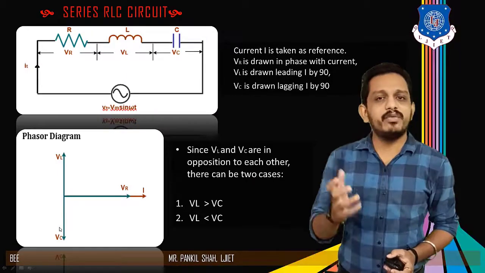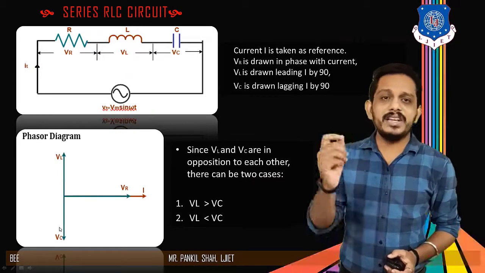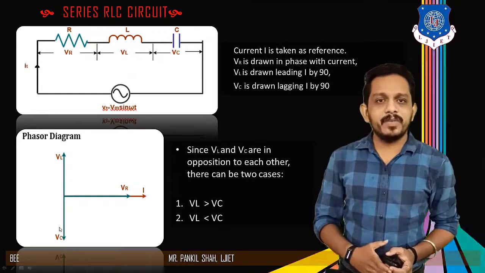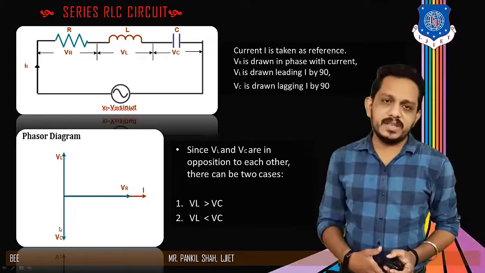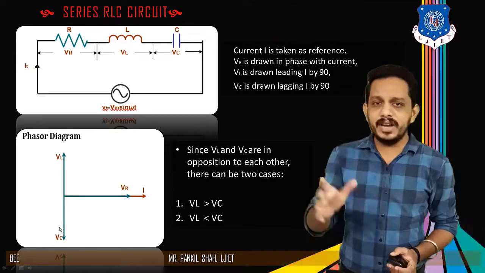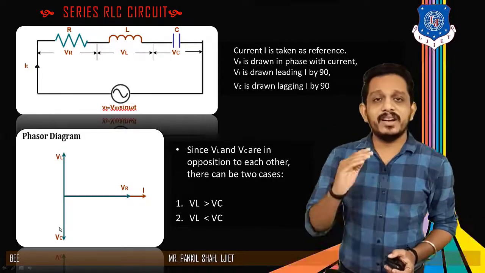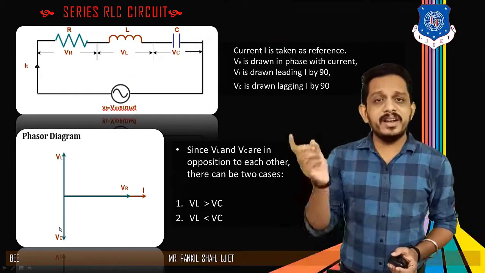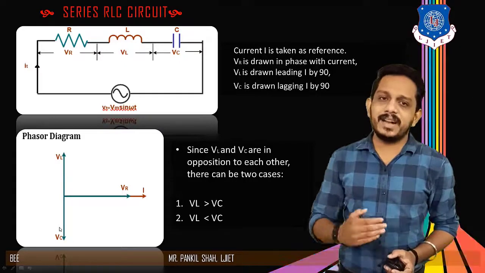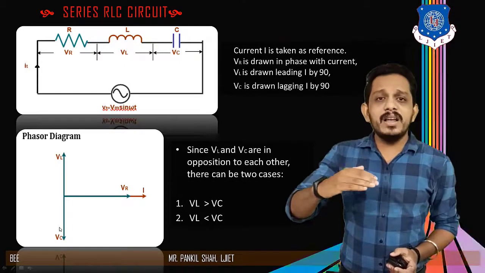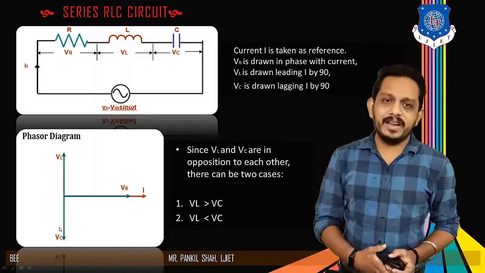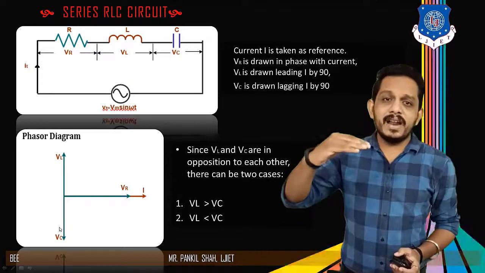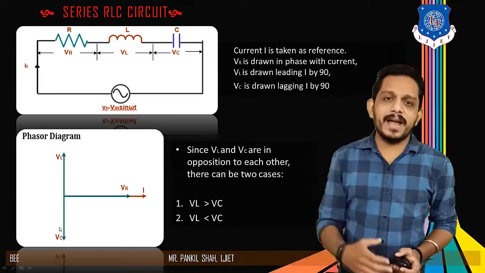Now let's talk about VL. VL is the voltage across the inductor, and we know that in an inductive circuit, if we are drawing separate phasor diagrams and only talking about the inductor, current lags behind the voltage by 90 degrees. But if we have taken current as a reference, we can say that the voltage of the inductor will lead the current by 90 degrees. You can see this diagram: current and VR are in the same phase and VL is above that current by 90 degrees.